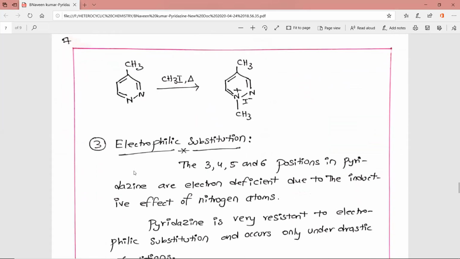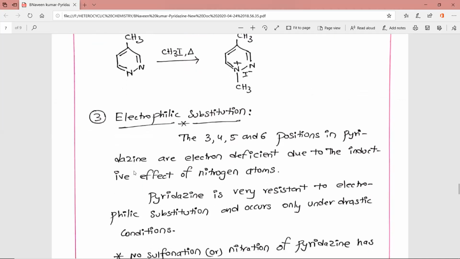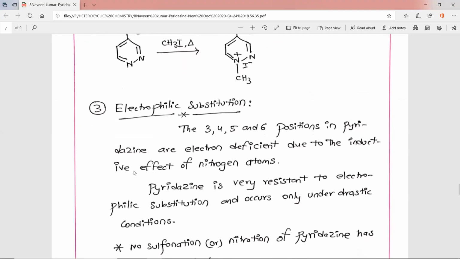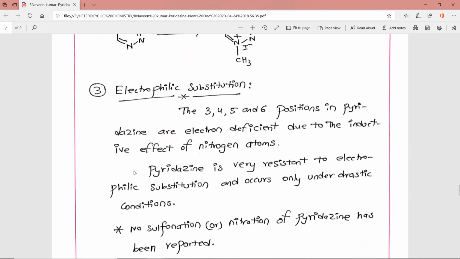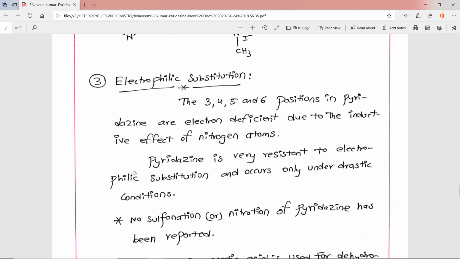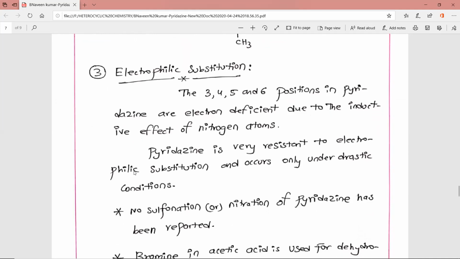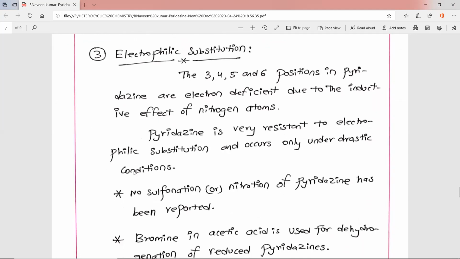So, electrophilic substitutions. The 3, 4, 5 and 6 positions in pyridazine are electron deficient due to the inductive effect of the nitrogen atoms. So the nitrogen atoms present in pyridazine are like pyridine nitrogens. That means the nitrogen atoms are electron withdrawing in nature. Therefore, the entire ring becomes electron deficient.